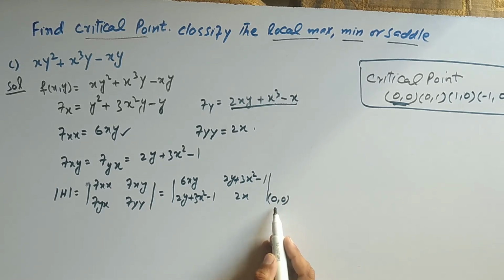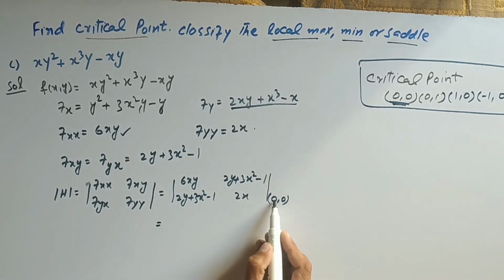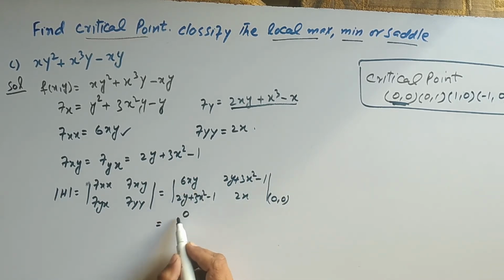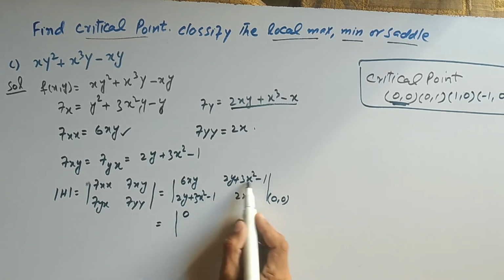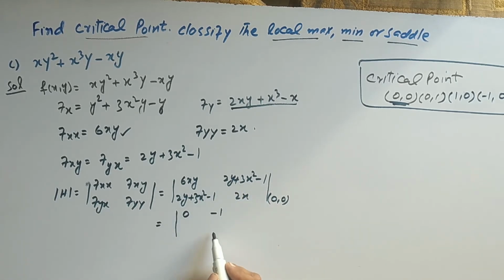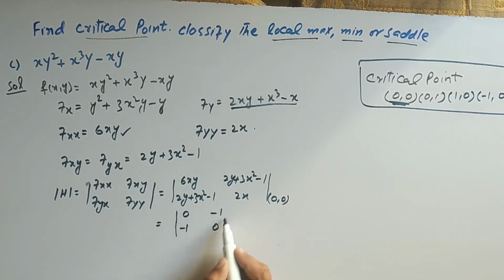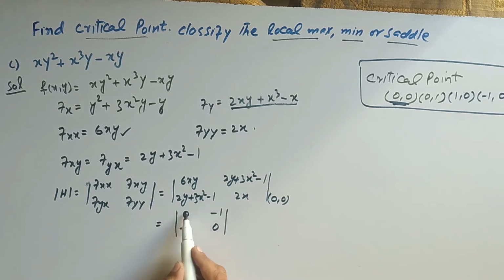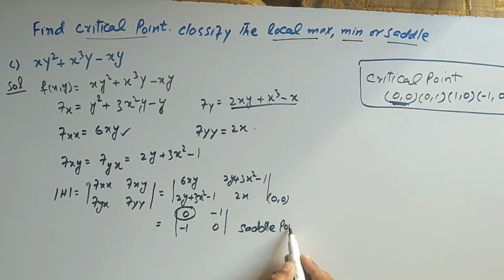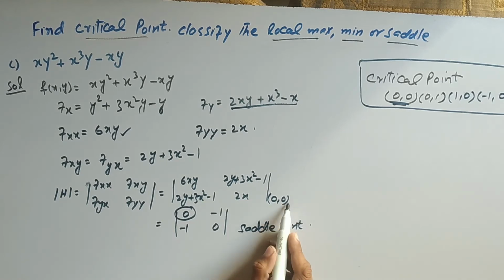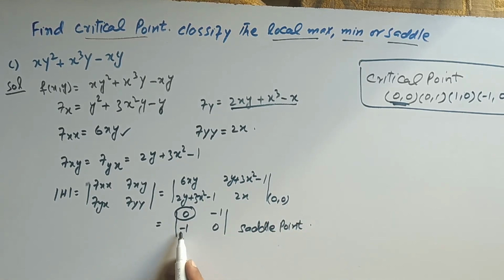Now what will be the answer? 0. When we put x 0, y 0, they all will be 0. Again both are 0, and minus 1 is left there. This will also be a minus 1, and this will be a 0. So look at this, the leading minor is 0, so this will be a saddle point. The first critical point at 0 0 will be a saddle point.